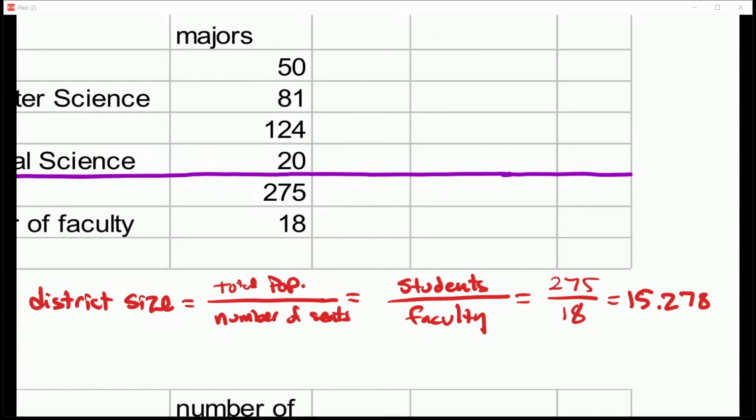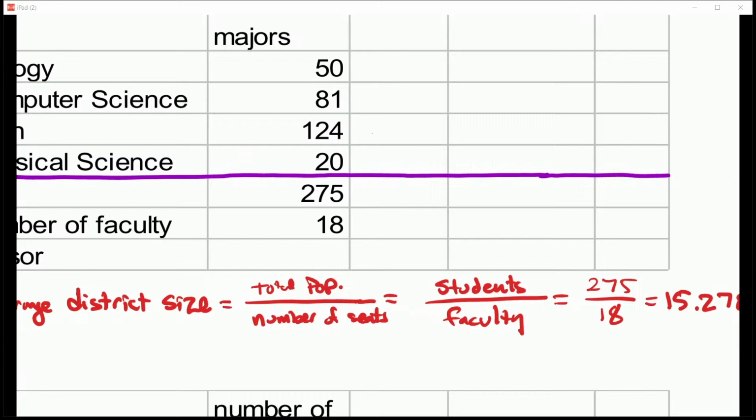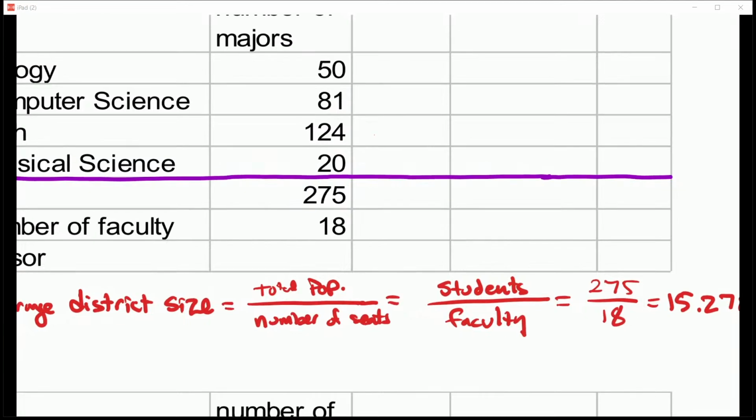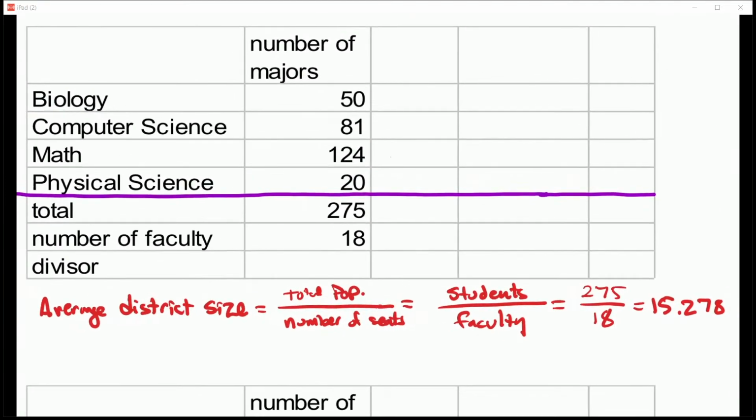Okay, so I'm getting 15.278 for this. So that's the average number of students per faculty member. So that's the first thing that Hamilton said. He said, let's just work this out. Next, the second thing that Hamilton said is, let's compute what we're going to call the quota. Quota for each of these departments, each of the states. And the quota is just going to be the number of majors, or the number of people in the state, divided by the average district size.